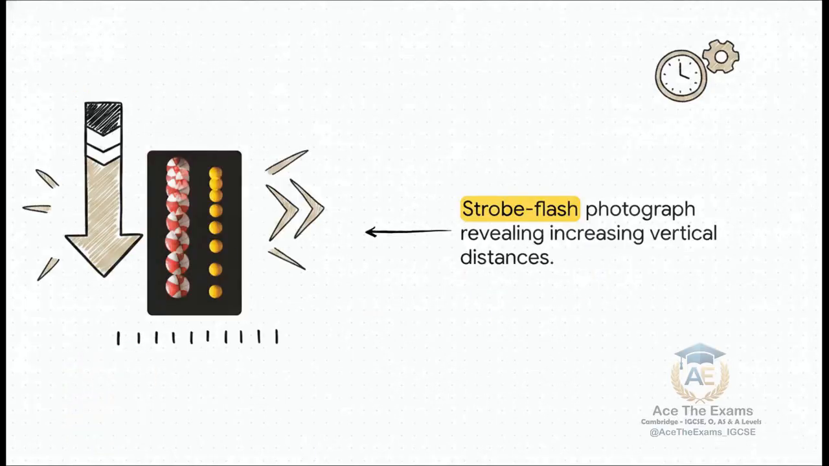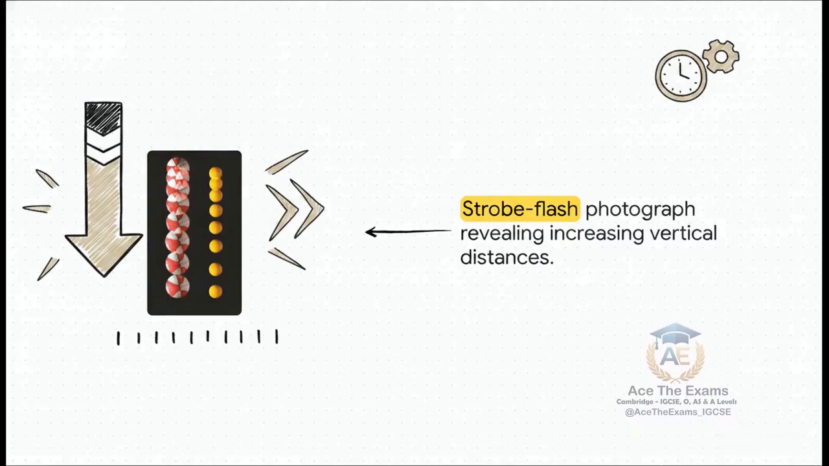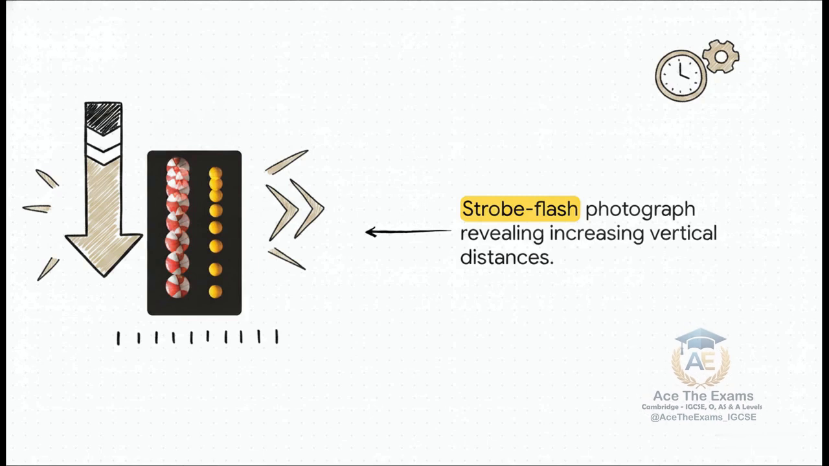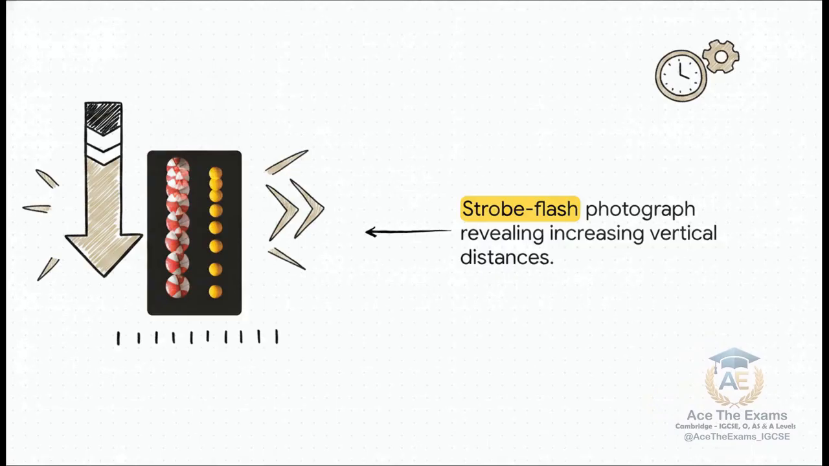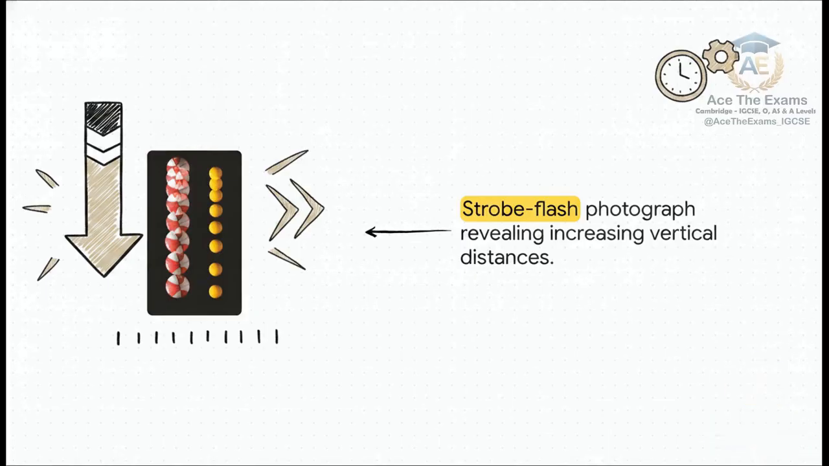To really lock this concept into your brain, take a close look at this strobe flash photograph of a falling object. If you haven't seen one of these before, a stroboscope flashes light at regular, identical time intervals, maybe every 10th of a second. So each image of the ball represents the same exact amount of time passing. But notice the gaps? Notice how the vertical gaps between the balls get wider and wider as the ball falls further down? This is your ultimate visual proof of acceleration.